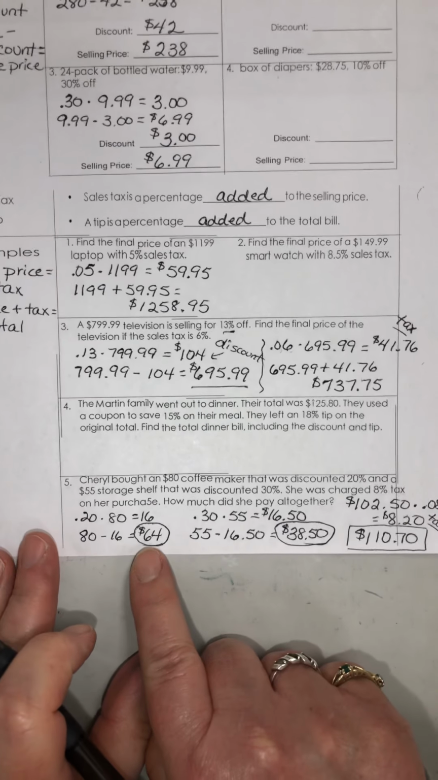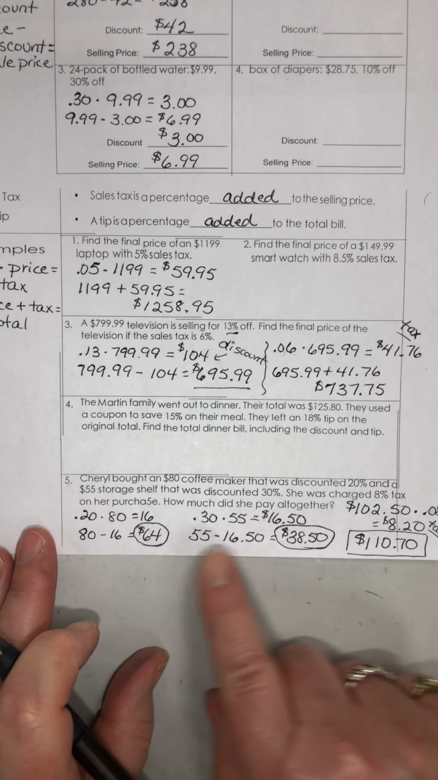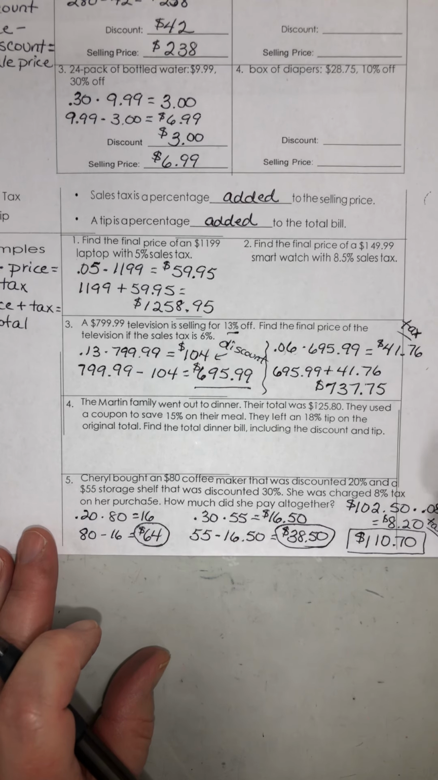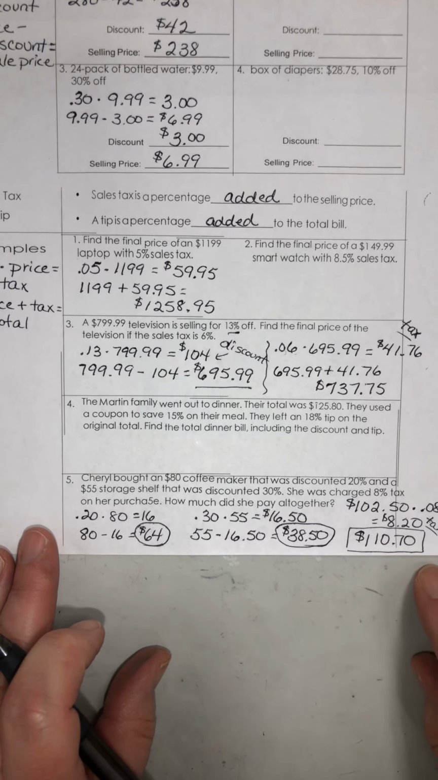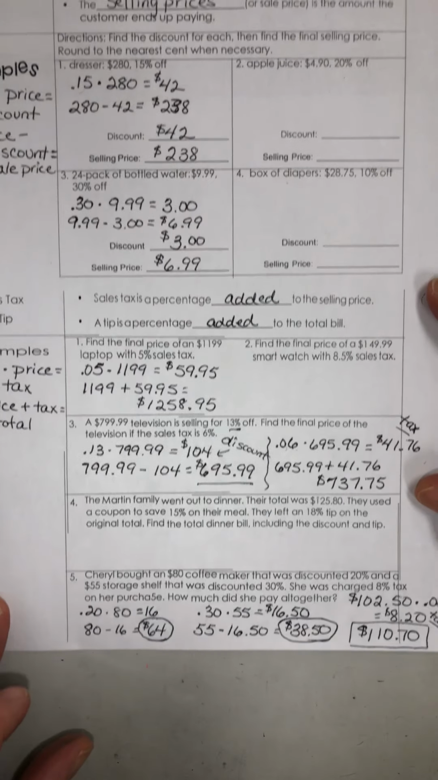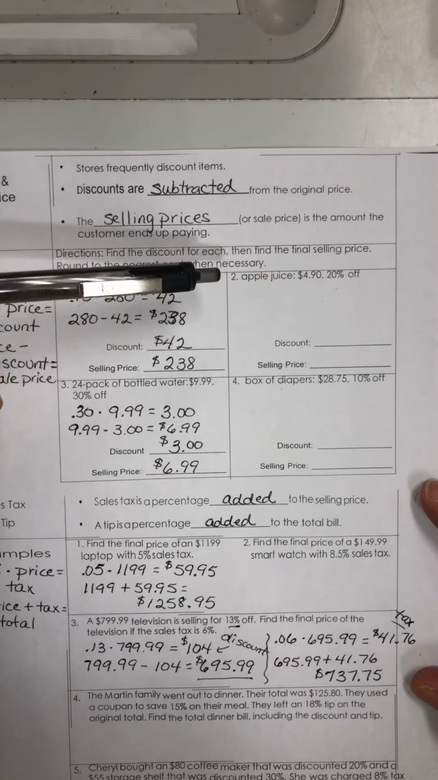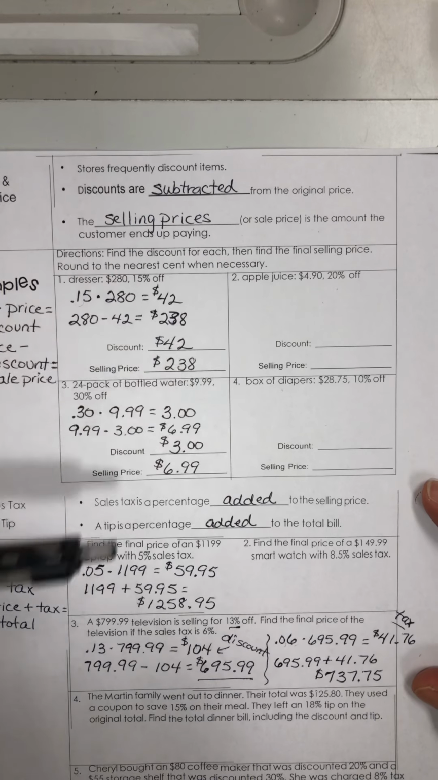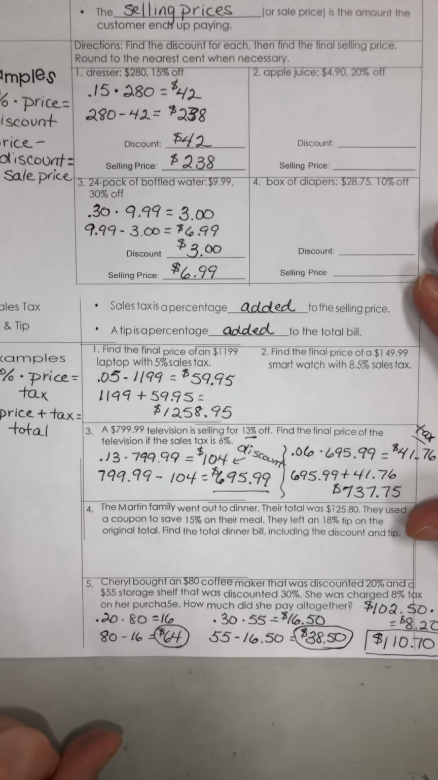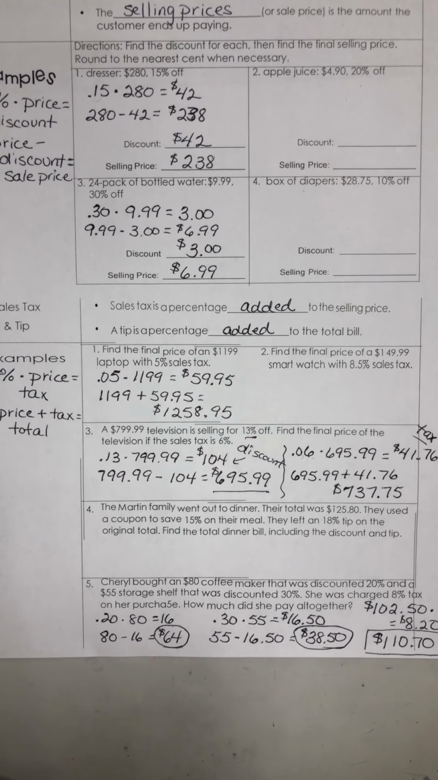After they discounted 20% here, discounted 30% here, put those two prices together, figure out your tax, and add the tax on. Your total is $110.70. Okay, what I would like you to do now for your homework is to make sure that you have completed number 2, 4 on top, number 2, and number 4 on the bottom. Look at what we did and try to complete those problems.